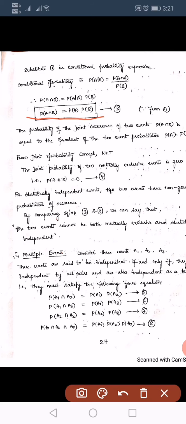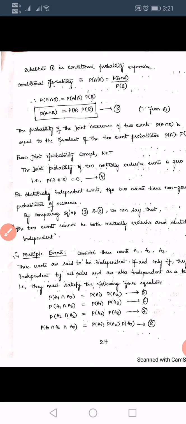The probability of A intersection B means joint probability. The probability of joint occurrence of two events, P of A intersection B, is equal to the product of the two event probabilities, P of A and P of B. This one, the product of two event probabilities P of A and P of B.